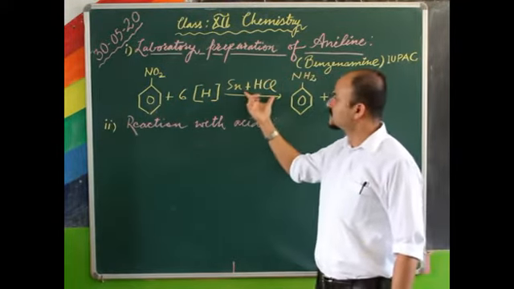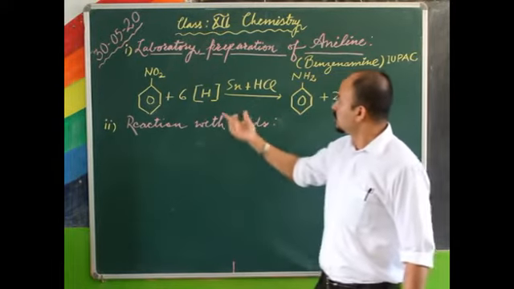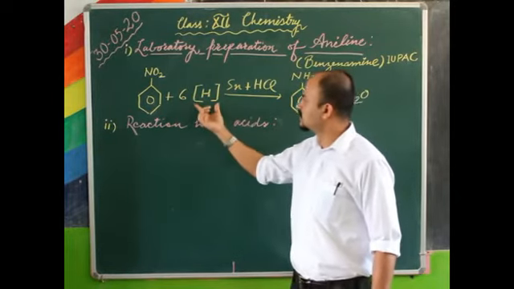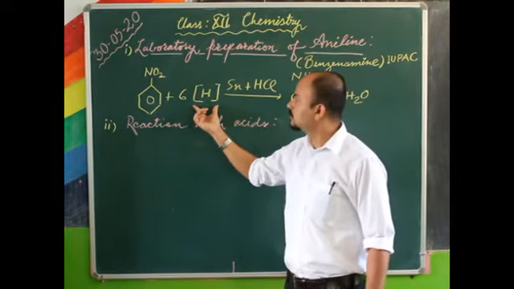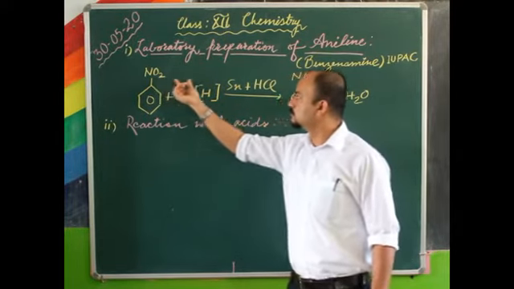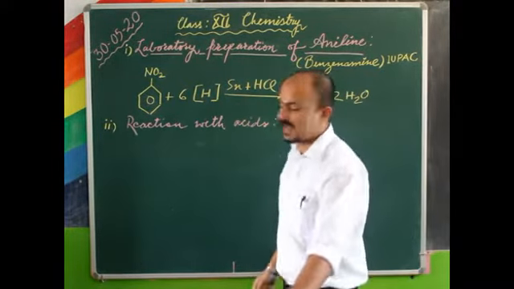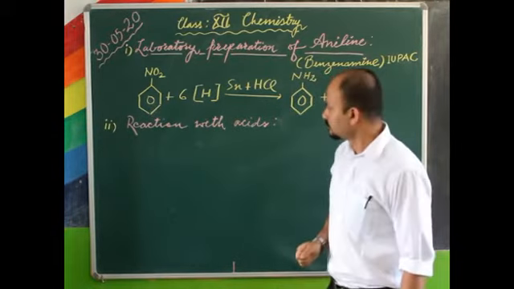This Sn plus HCl is the reducing condition. So this combination generates nascent hydrogen. Now this nascent hydrogen is responsible for reduction of the NO2 group to NH2. Okay, so this is the laboratory preparation, and this is reduction of nitrobenzene.